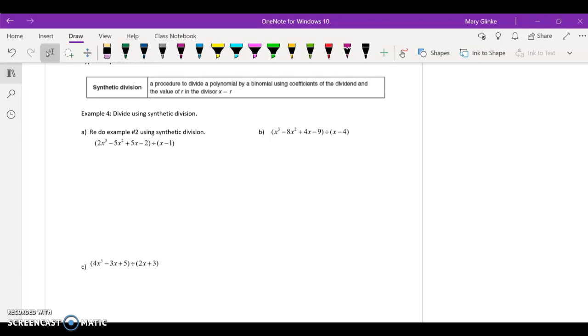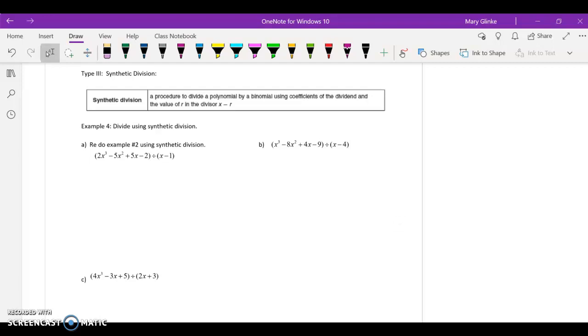Hello, we are now going to be using synthetic division to divide different polynomials. So synthetic division is really nice. It's a shortcut. We can use long division if we would like, but synthetic division is going to go much faster. So we're going to divide a polynomial by a divisor x minus r.